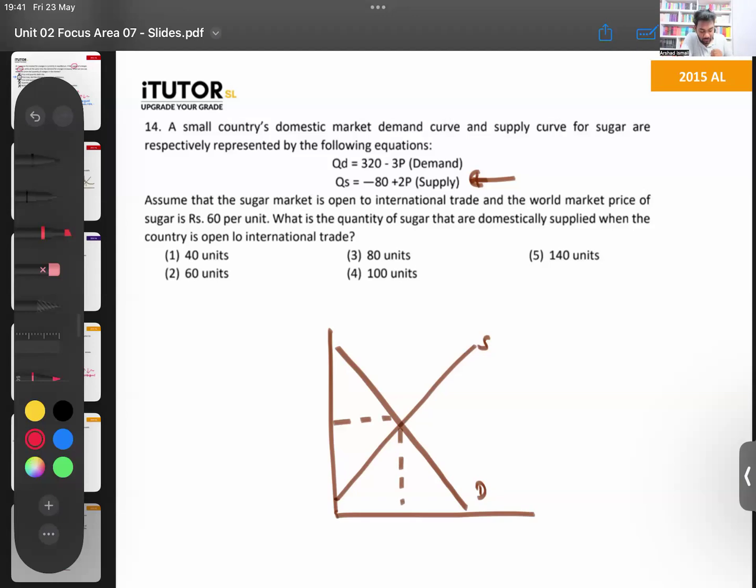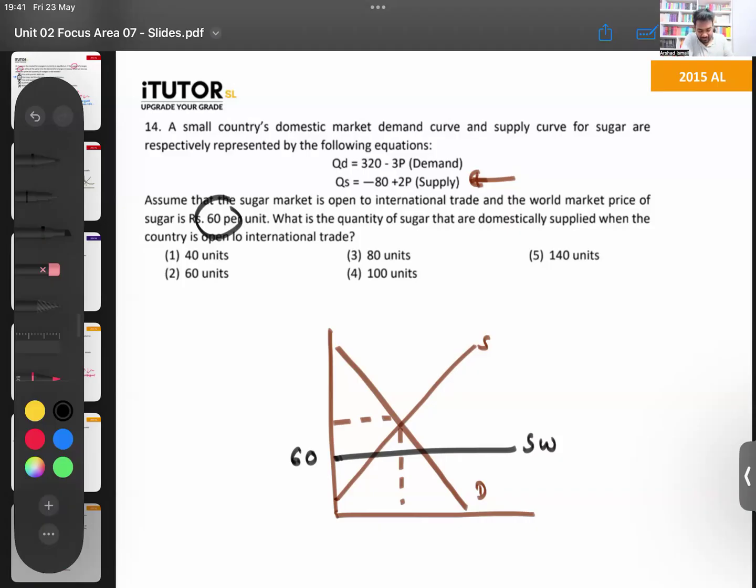But what happens now? They are opening for international trade. That means, Lama, now there is a world market supply. This is the world market supply curve. We learned this a little in unit number 9. So they are saying in the world market, the price of sugar is 60.